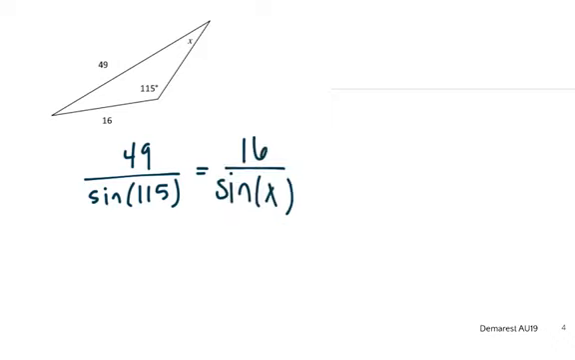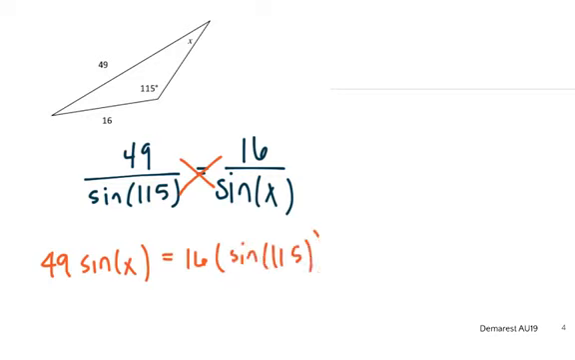So what that's going to look like, if you don't know what that is, I kind of multiply in an x, in a cross over the equal sign. So that's going to give me 49 sine of x equals 16 times sine of 115.